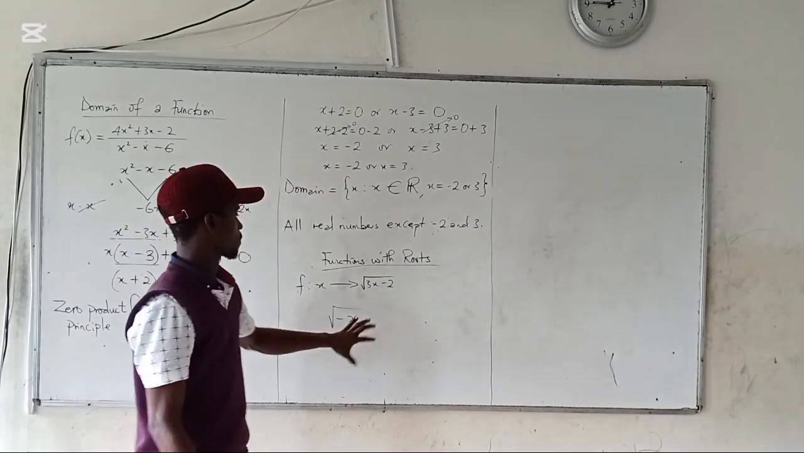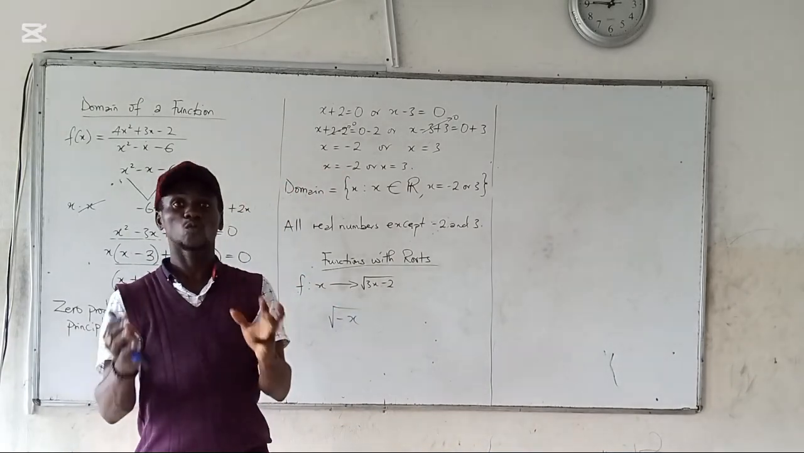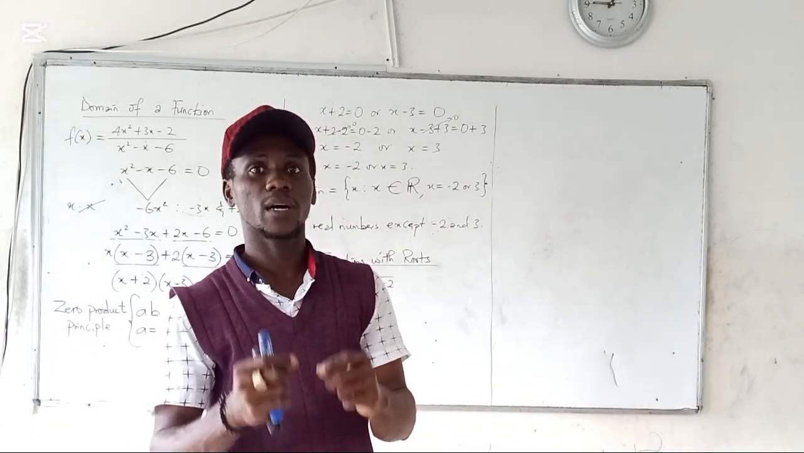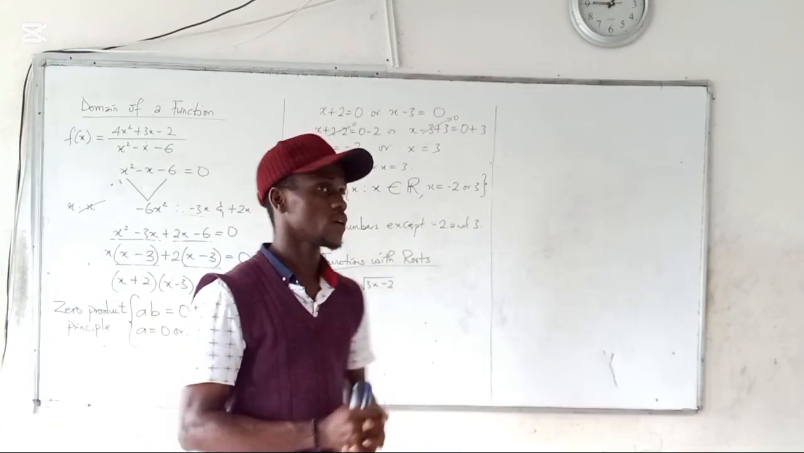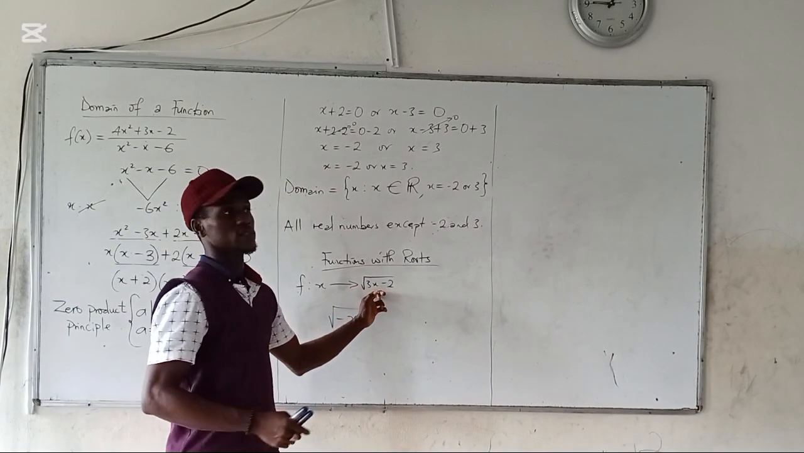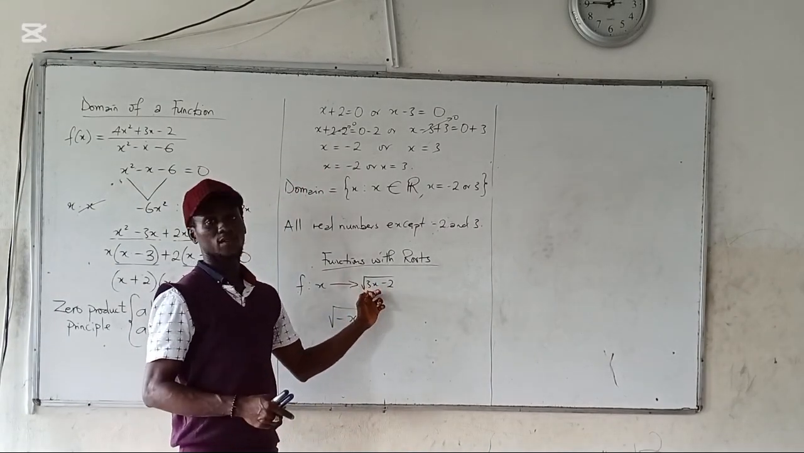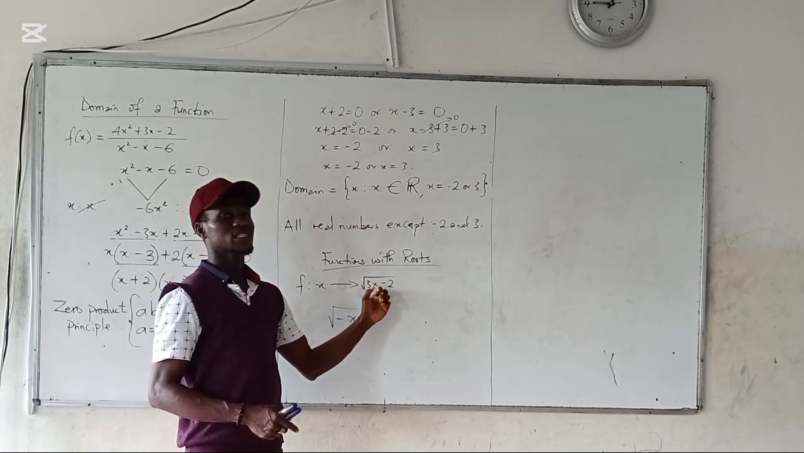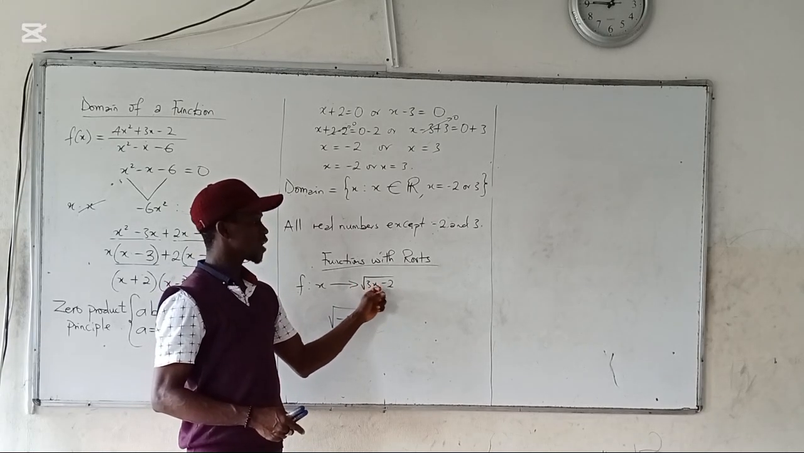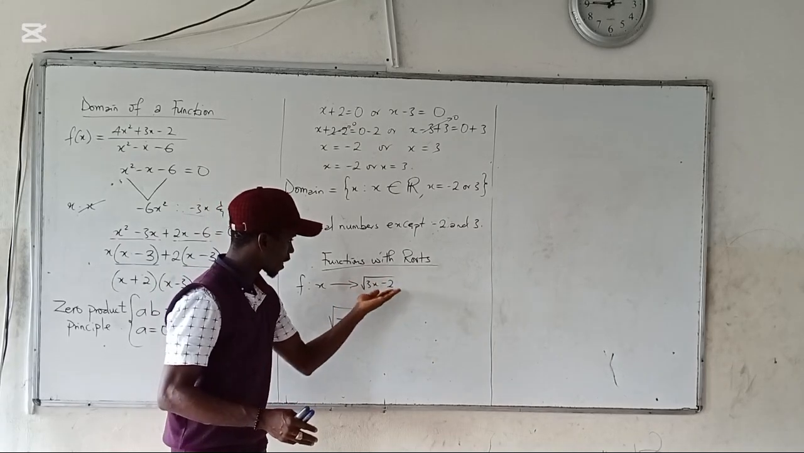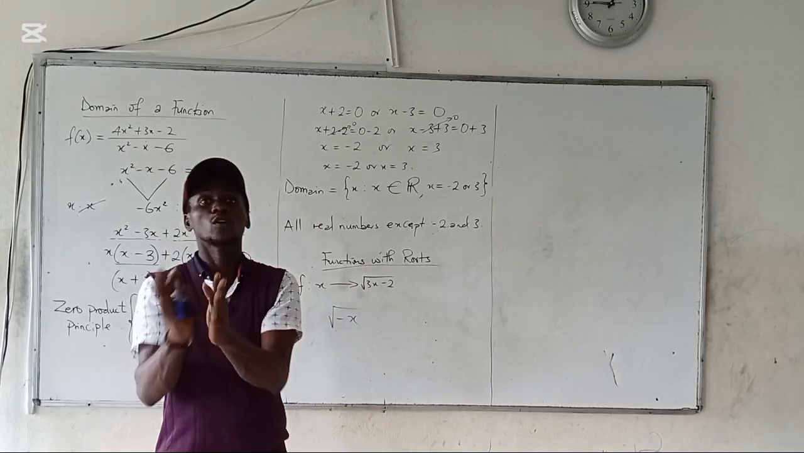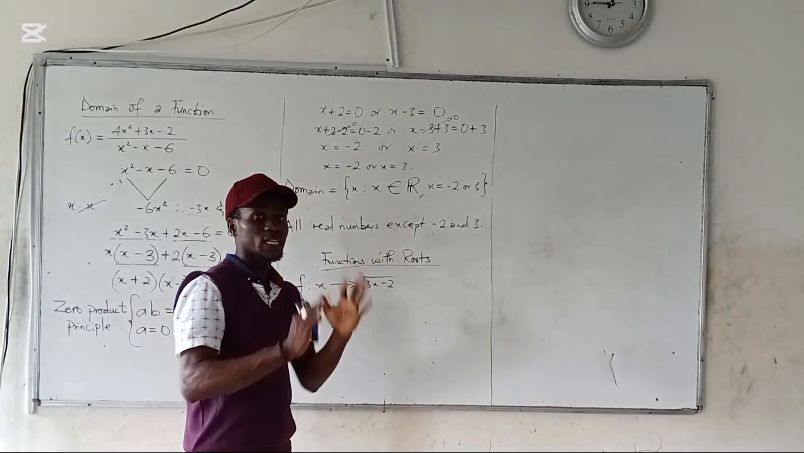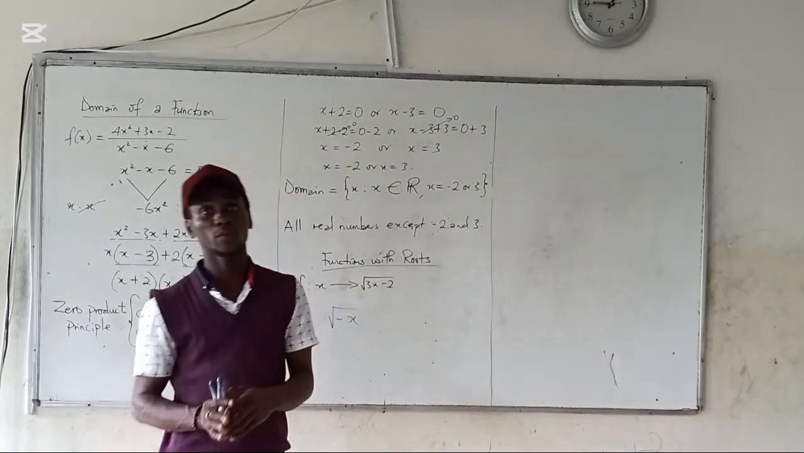But looking at this now, if you're finding the root of any number and the number is negative, you cannot find the square root of such a number. So that also applies to our function. If we are to find the domain of this function, it means that only the values of x that will make this expression inside the bracket positive count. Any value that will make this expression negative cannot be part of our domain.